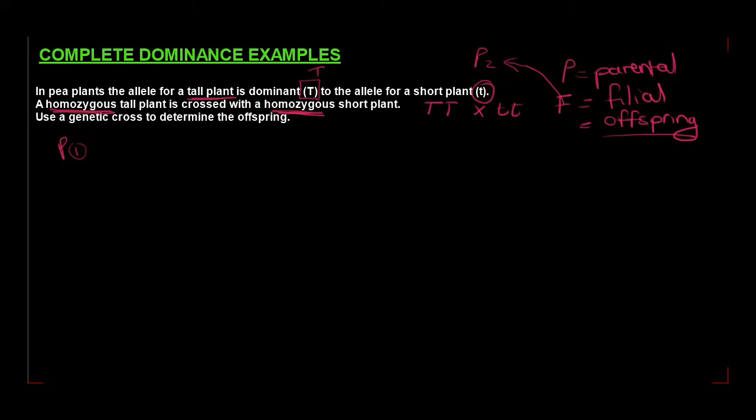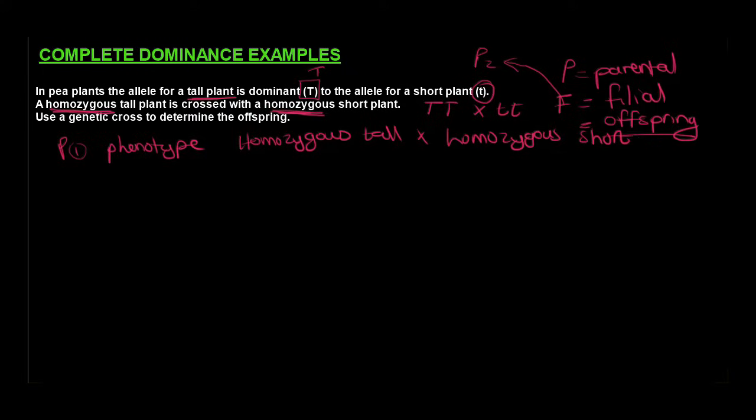So P1, then you write phenotype. Phenotype, remember, is features. What do you see when you look at these plants? So you can write homozygous tall, crossing with homozygous short. Running out of space there. So that is your phenotype. Very easy. Then genotype. I just want to emphasize that you do remember to write P1. That is very important. Don't just write the P. You need to write P1.